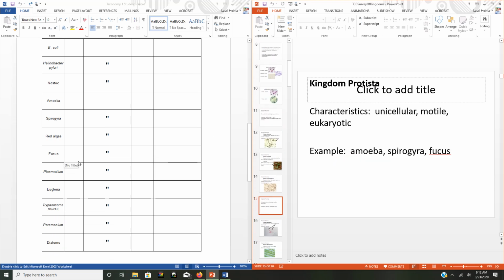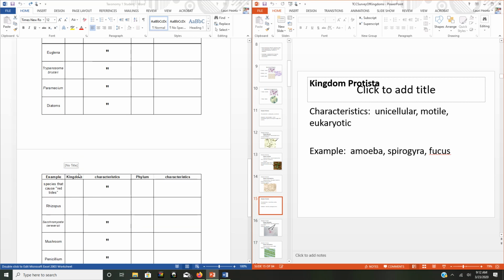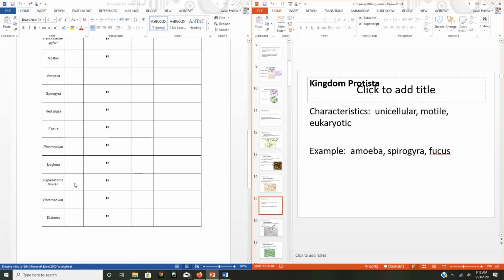Everything from amoeba all the way down through the species that causes red tide on the next slide, they're all in the kingdom Protista. In lecture, I told you this was sort of the garbage pail kingdom, where if it wasn't a fungus and it wasn't a plant and it wasn't an animal, it was thrown into this kingdom. Your characteristics for all of those, most of them are going to be unicellular, but there are some multicellular protists. A lot of them are going to be motile. That word means that they can move around. And every single one of them is going to be eukaryotic. So all the ones that we're going to talk about next, they go in this group.